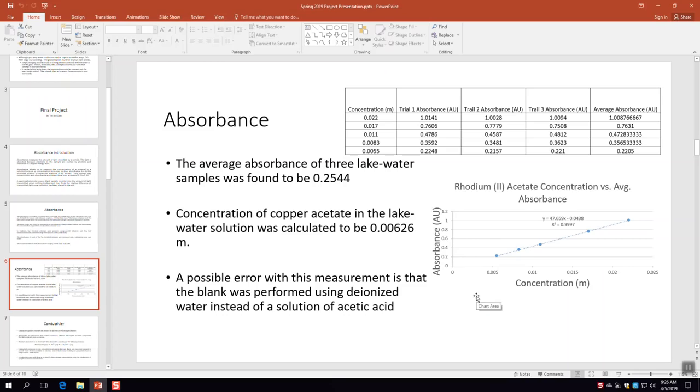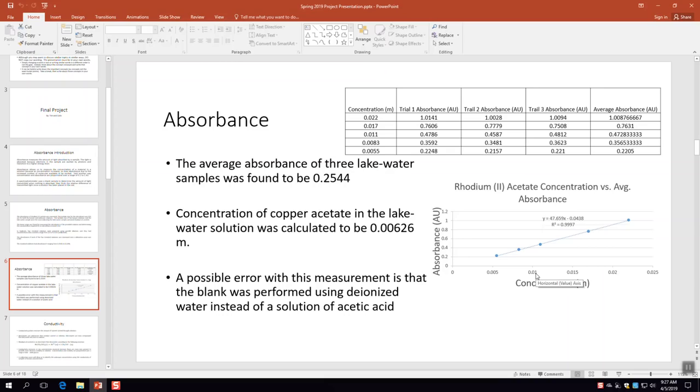Once we did that, we plugged the absorbance into our y value and solved for x, and determined that the concentration of the lake water was 0.00626. It is possible that our values were off slightly based on the fact that we blanked with water, and we know that the lake water solution also contained acetic acid.